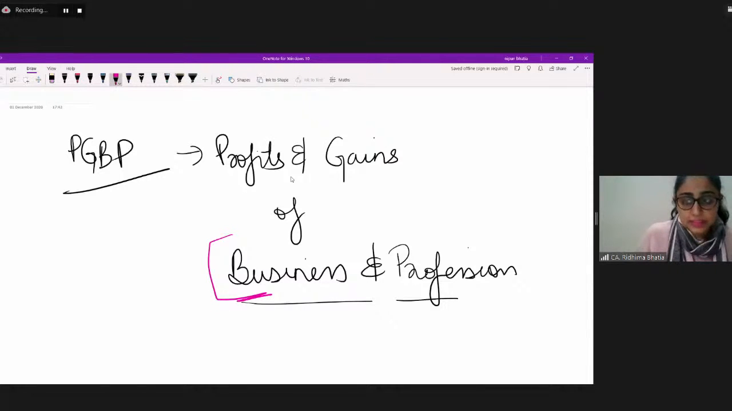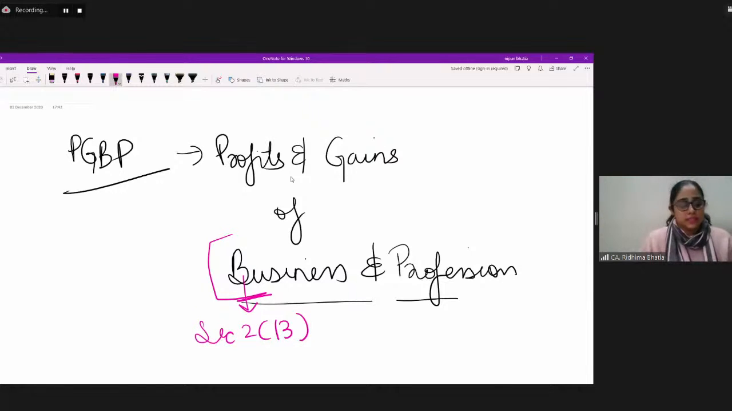Students, business is defined in the Income Tax Act under section 2 clause 13, which says it is any activity involving trade, commerce or manufacturing. But profession is nowhere defined. When I say profession, I understand that it involves some degree of application of knowledge or learning. You basically require some specific knowledge, learning or skills to perform that.